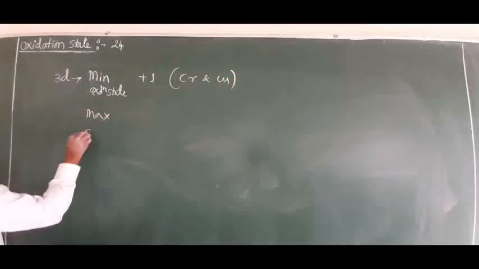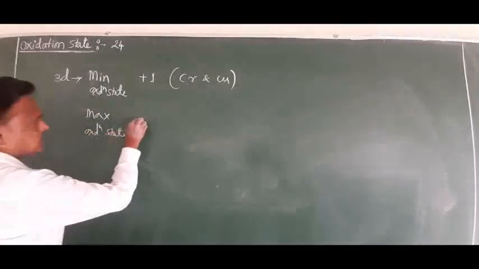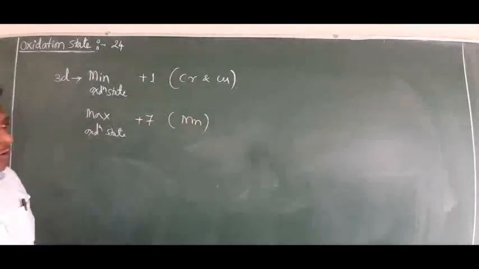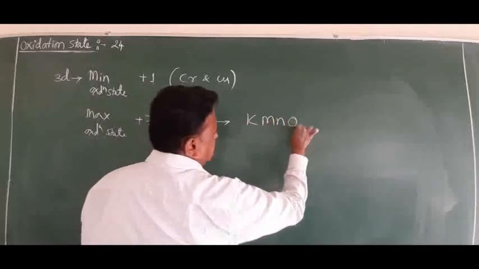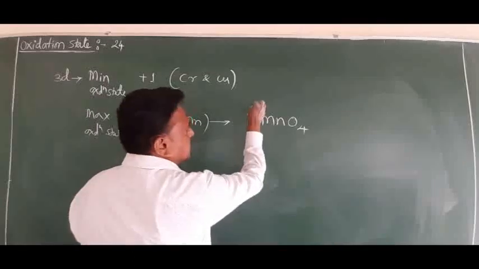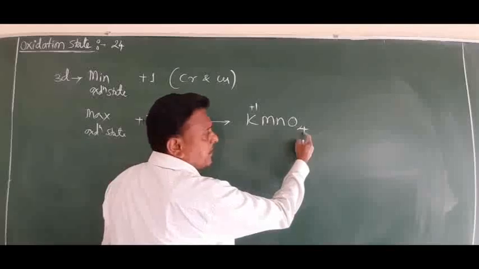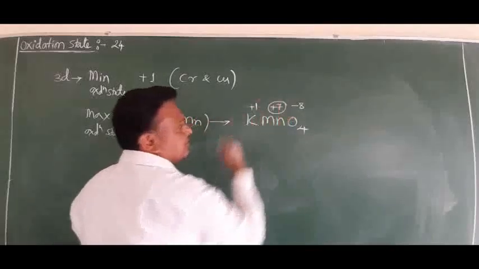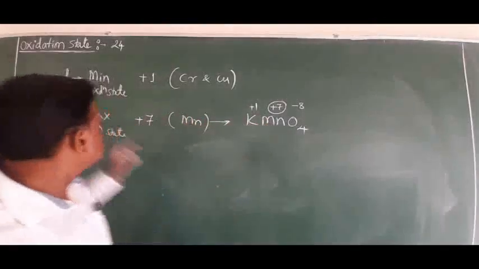Maximum oxidation state +7 ಬರ್ತದೆ. In the case of manganese, if you want to take an example, the compound is potassium permanganate. You know in PUC first year, this potassium is alkali metal, +1 oxidation state. Oxygen is -2, multiplied by 4, that is -8. Automatically manganese becomes +7. So the maximum oxidation state is +7 in 3D series.